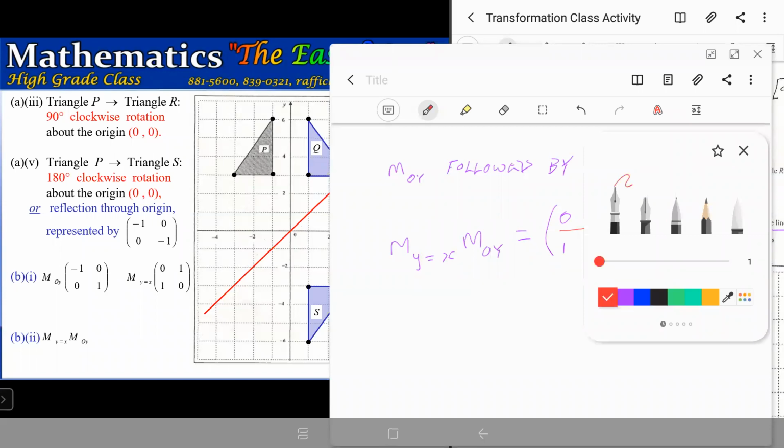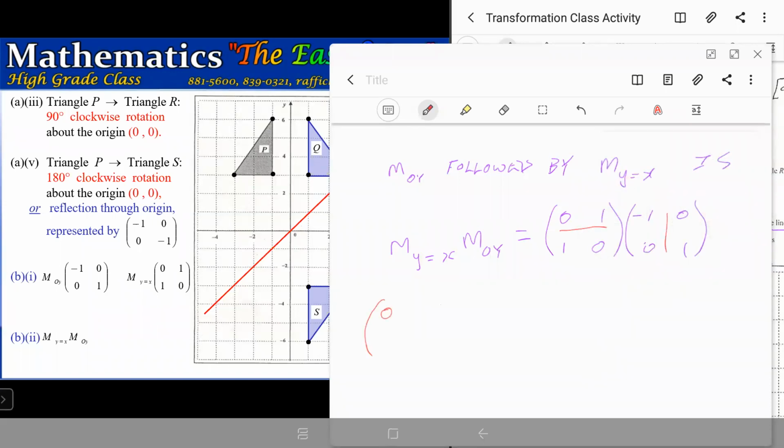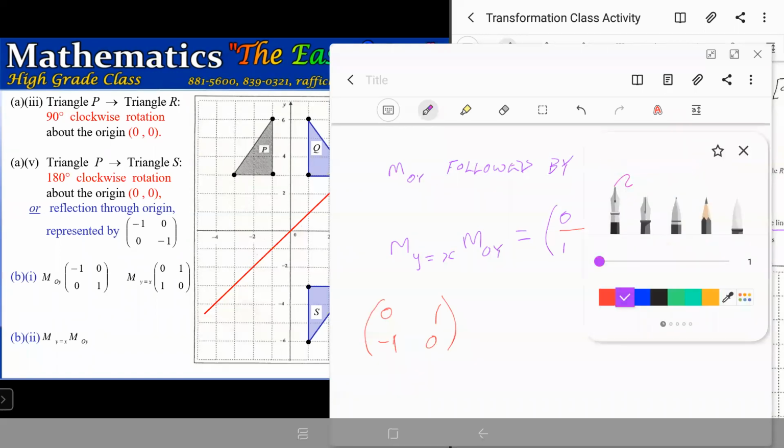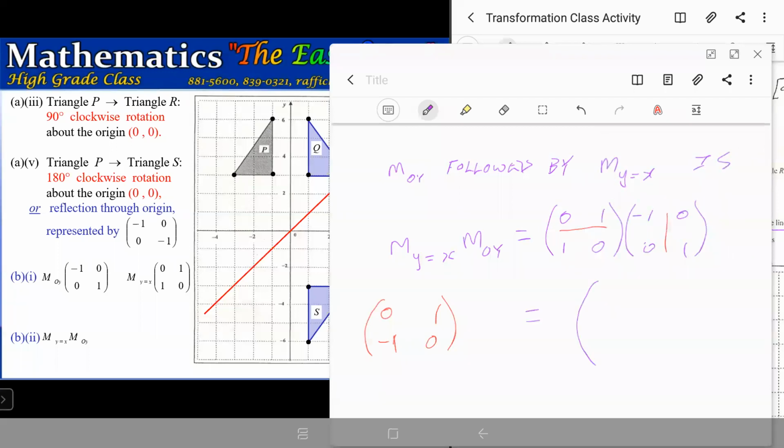Right, over what the answer is going to be. The answer is going to be 0, 1, -1, 0, because that's a clockwise 90-degree rotation. That's what we're supposed to get. Let's work it out and show that that is the answer for real. You know the answer before you even do it.